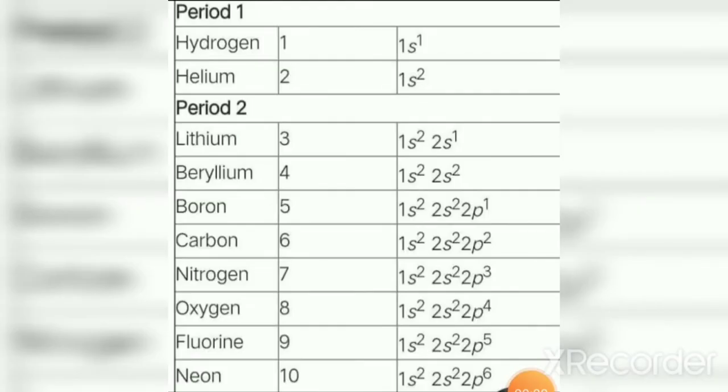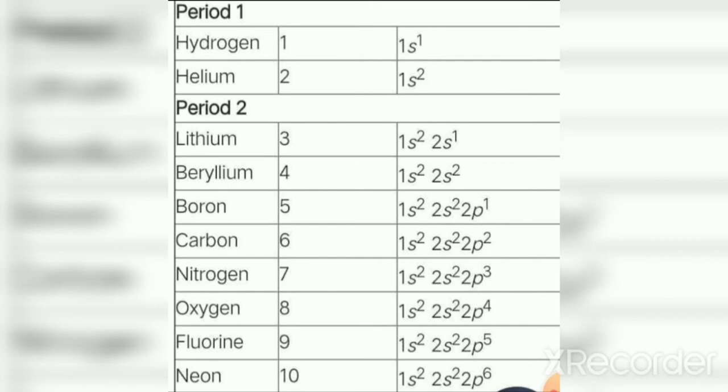Let us now consider the electronic configuration of elements in periods. For example, consider the first period. The elements present are hydrogen and helium. The electronic configuration of hydrogen is 1s1 and that of helium is 1s2. Now consider the second period. The different elements are lithium, beryllium, boron, carbon, nitrogen, oxygen, fluorine and neon.